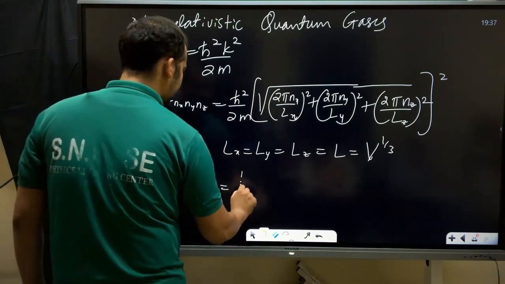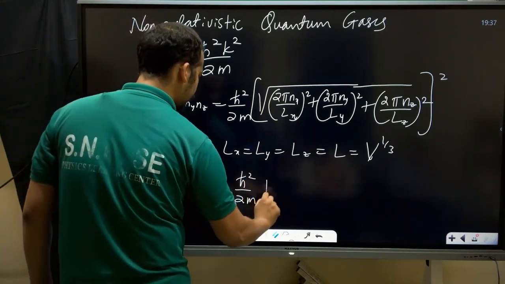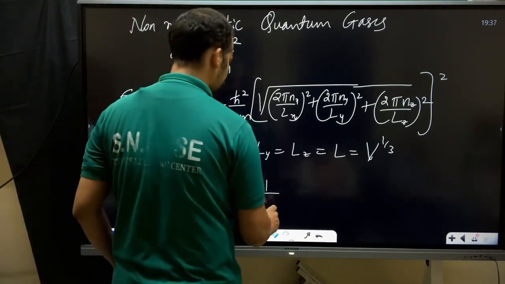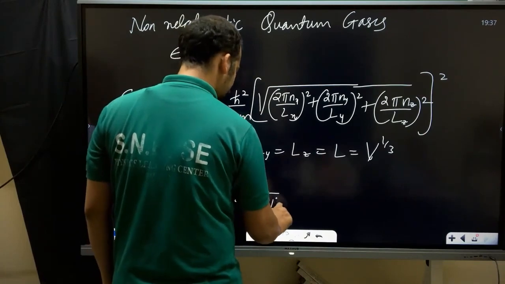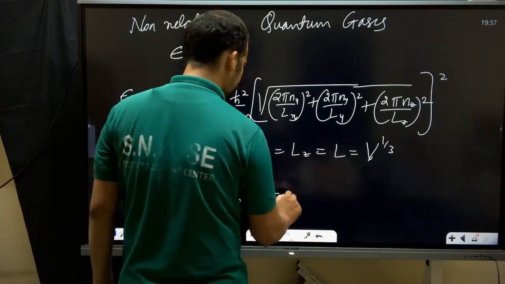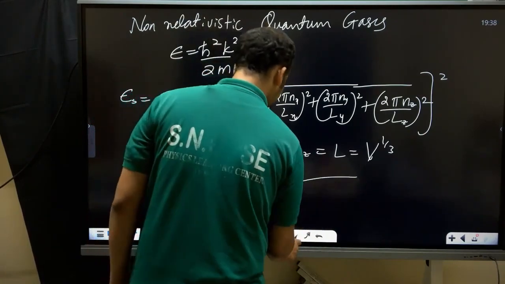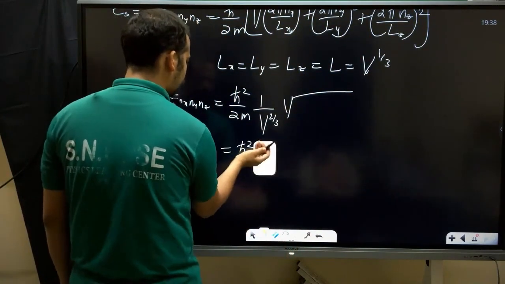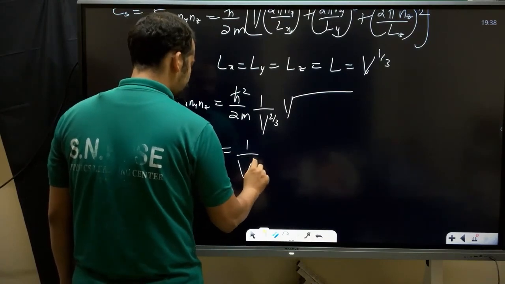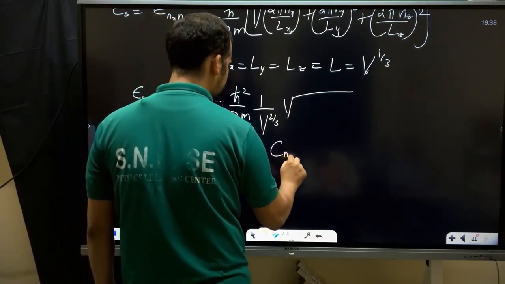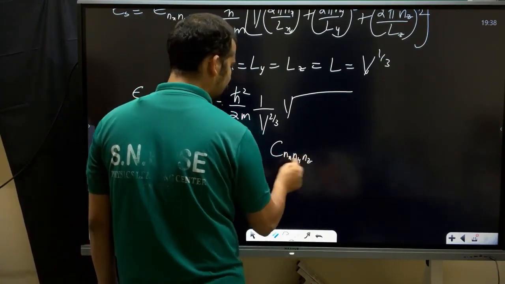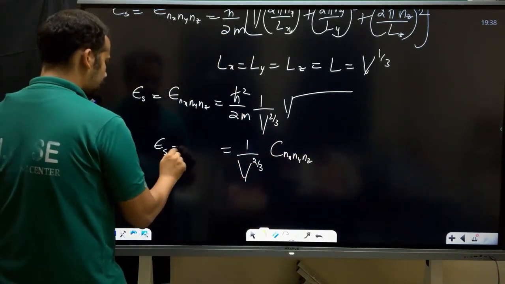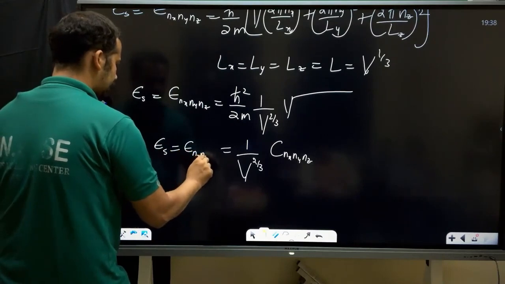Okay, you'll have ħ²/2m, 1 by L². That's nothing but V^(2/3) into the square root of this one. I'm going to write it like this as earlier: 1 by V^(2/3) into C, which depends on nx, ny, nz. I'll write like this. So this is your Es or E(nx, ny, nz).